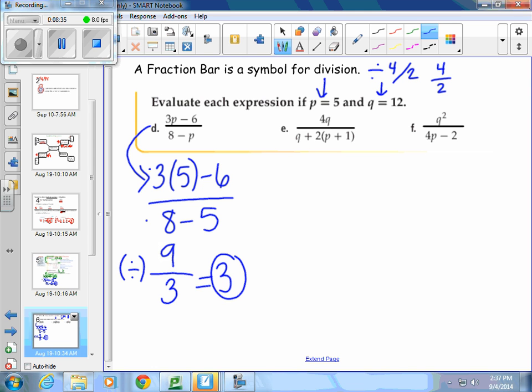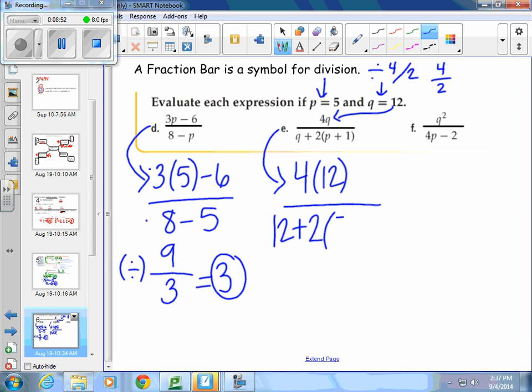Okay, let's do this one. 4 times 12, I'm putting my 12 in for my Q, over 12 plus 2 times 5 plus 1. Okay, and now we're going to solve our top separate and our bottom separate. So we have 4 times 12 is not 42. See, I make mistakes too.